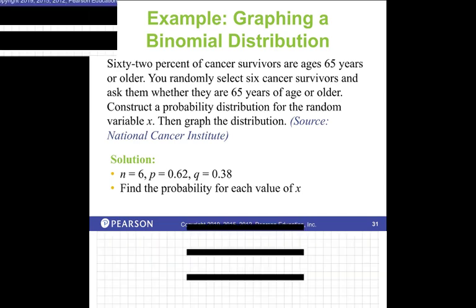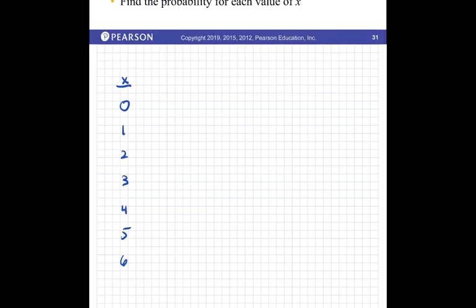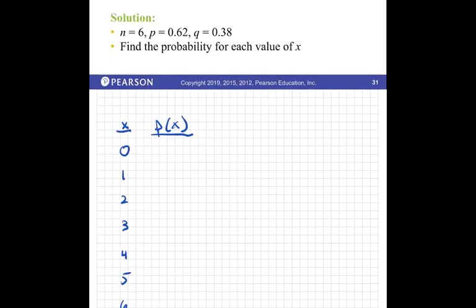So let's construct the probability distribution table or function. So we're going to have each x, possible outcomes. So we could have 0 say yes, or 1, or 2, or 3, or 4, or 5, or 6. 6 could say yes. Okay. And then we find the probability of each. I think they've just been going to like 3 decimal places. Okay. So we're going to use our calculator.